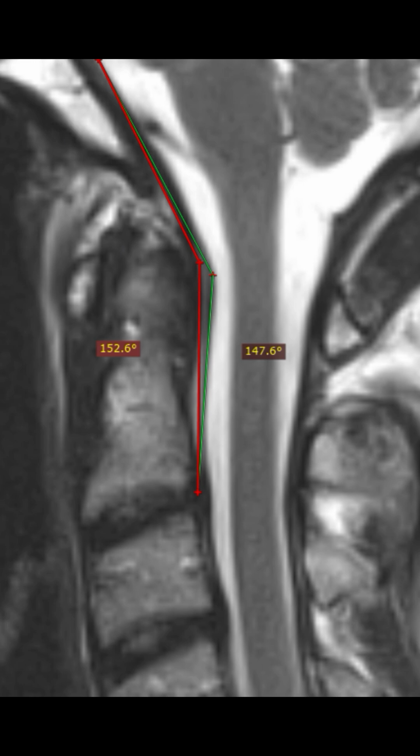All right, now let's pause and we're going to go into or switch over into a cone beam with flexion extensions. Pretty cool.